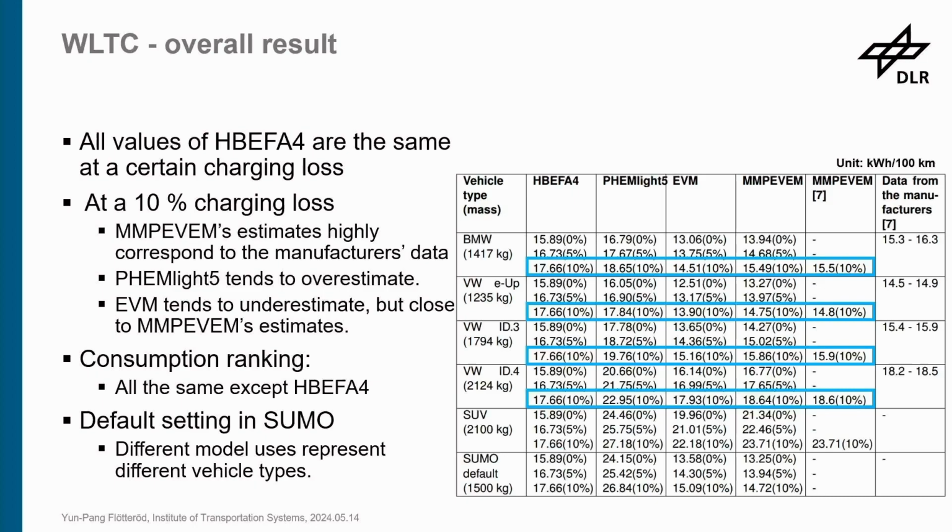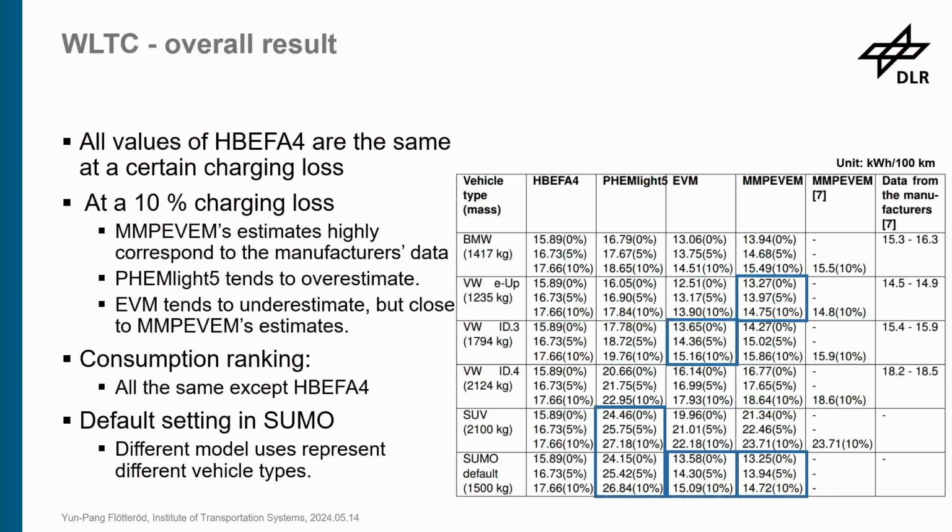And PHEMlight 5 tends to overestimate the energy consumption, while the EVM tends to underestimate the overall energy consumption for all the vehicle types. And according to the consumption ranking, they are all the same except HBEFA 4, and that means the heavier the vehicle, the higher the energy consumption. And we also tried to use the SUMO default setting for each model, and the results show that different models represent different vehicle types in this case.